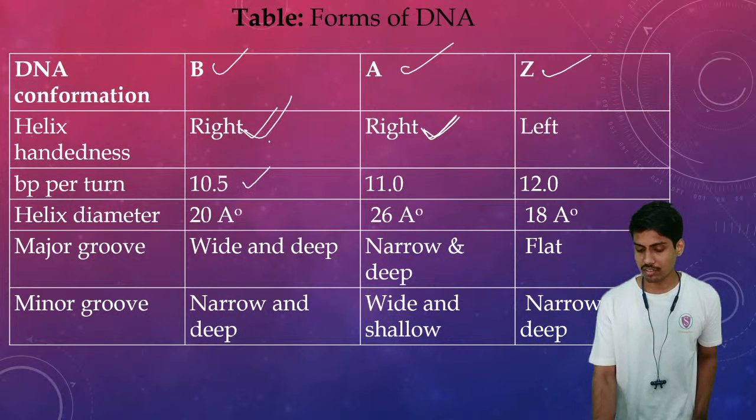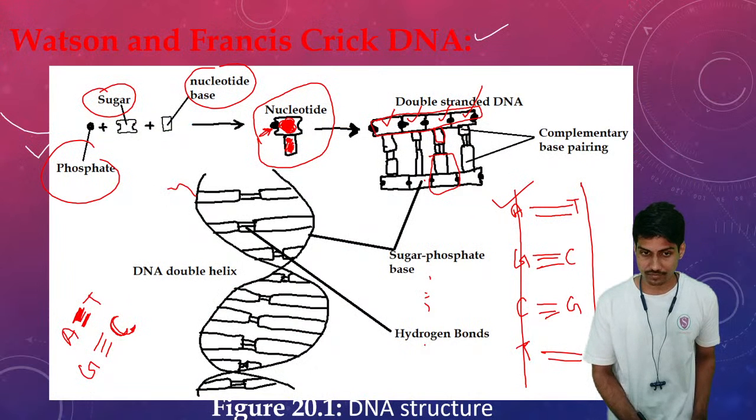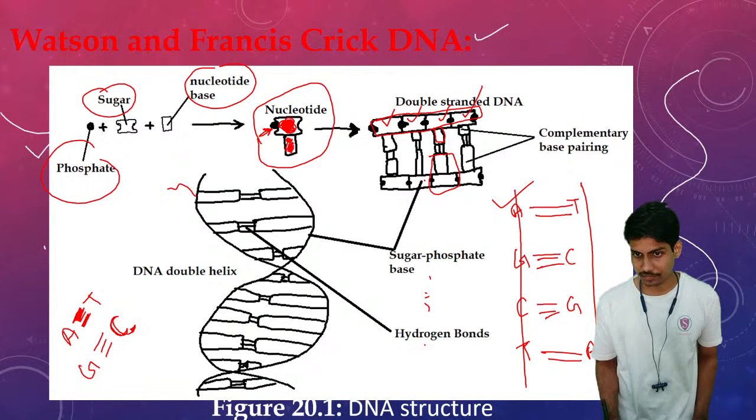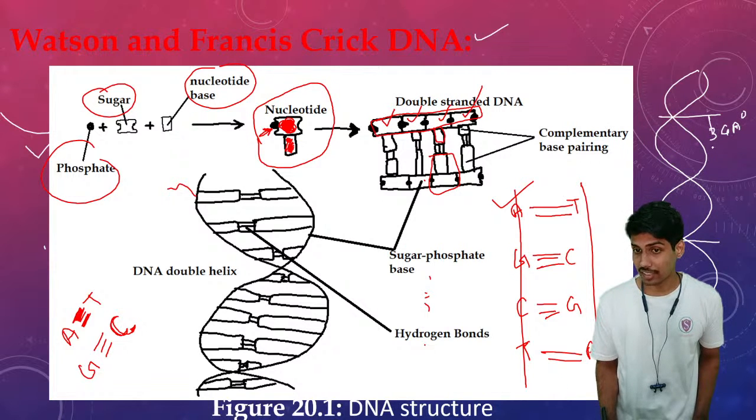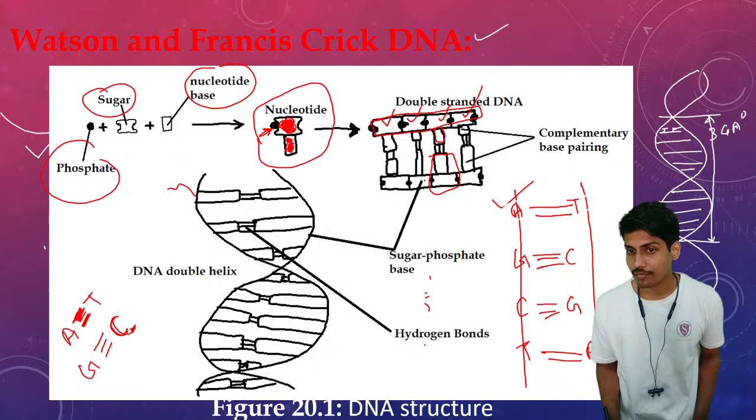Then base pairs per turn. What do base pairs per turn mean? Suppose this is the DNA helix. Watson and Crick gave a fixed dimension: this entire helix has a length of 34 angstrom. In between there would be almost around 10 base pairs present, like guanine, thymine, or guanine, cytosine, cytosine, guanine. Such 10 base pairs will be present on average.